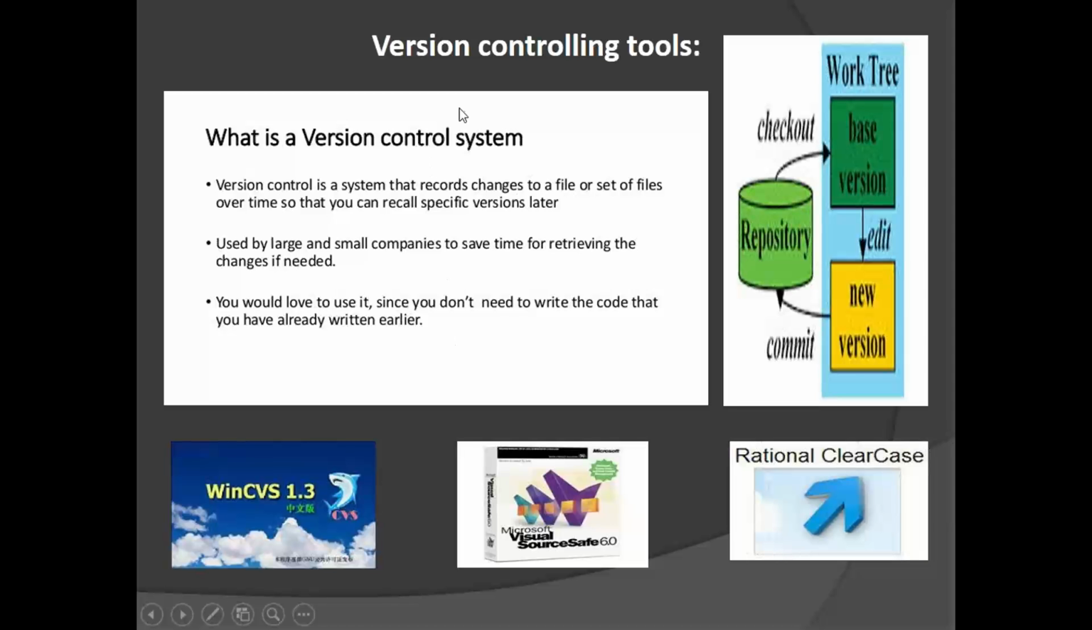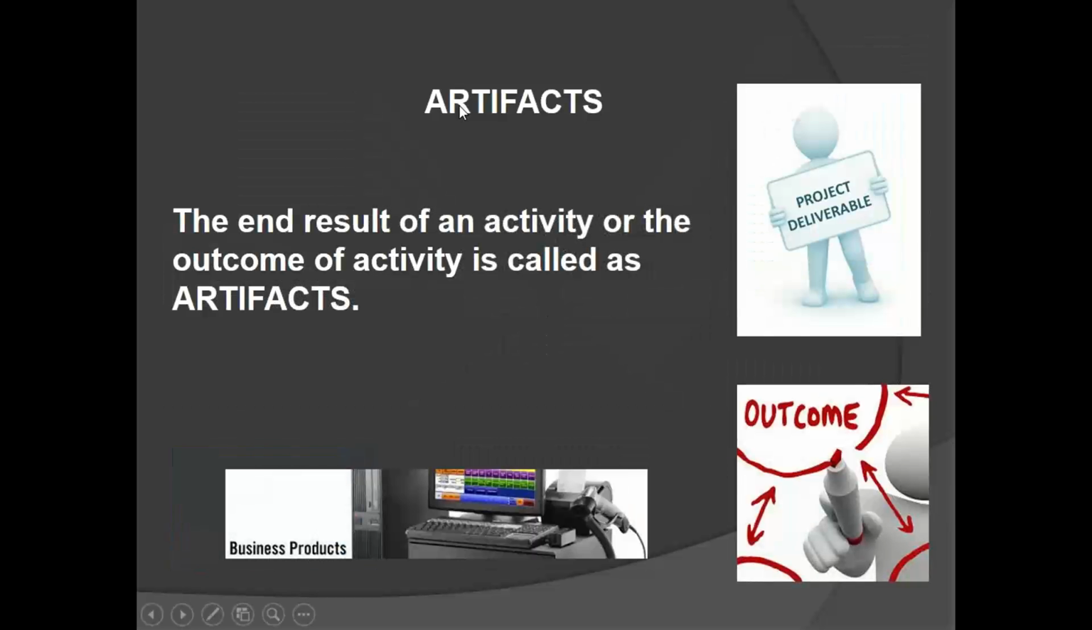Okay. Then the next topic is artifacts. What are artifacts? The end result of an activity, or the outcome of an activity, is nothing but an artifact. These artifacts are also known as business products. Then the outcomes are the product deliverables. So all this time I was saying the outcome or end result of phase 1 is preparation of SRS documentation, presentation, and taking sign off.